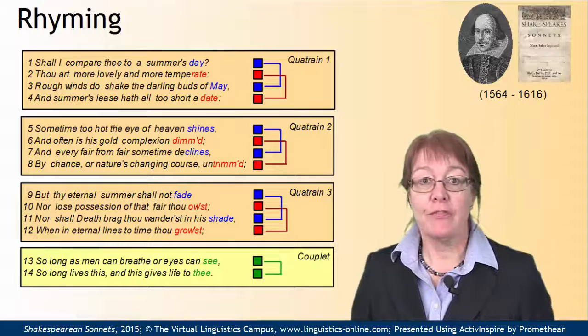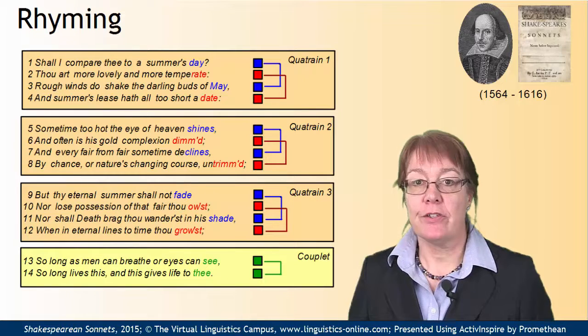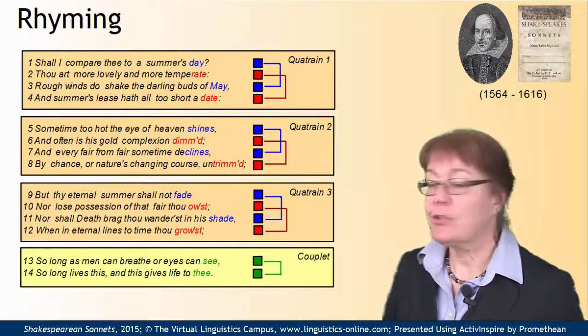The rhyming pattern of the so-called cross rhyme applies to the third quatrain as well, before the sonnet concludes with a couplet, that is, a pair rhyme. So let's listen to the original version of these last two lines.